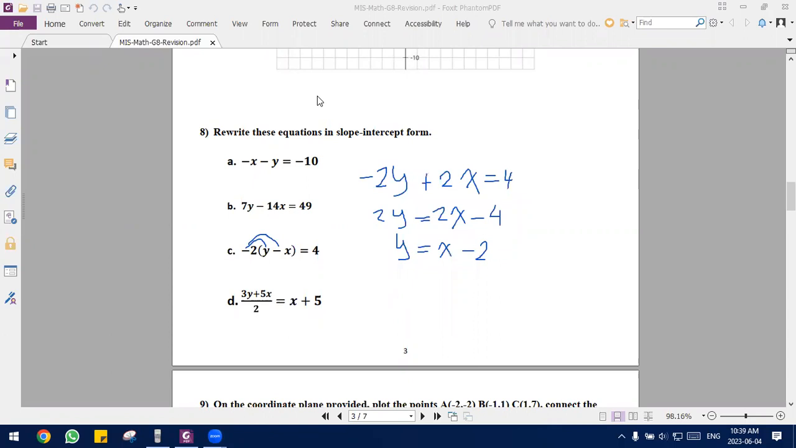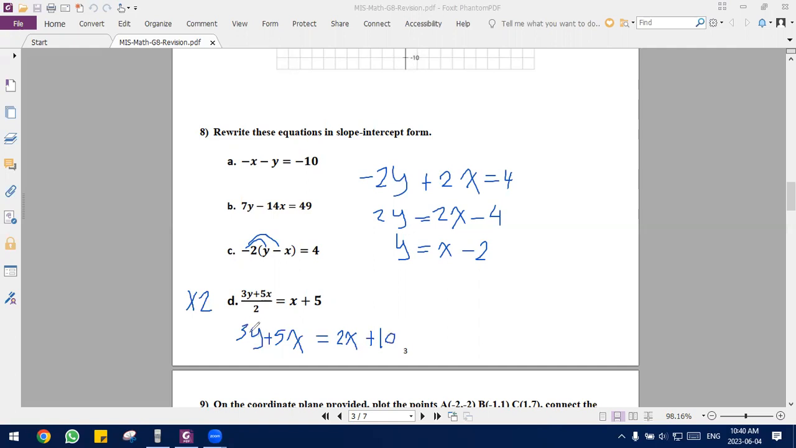Now, the last part, we have 3y plus 5x over 2 equals x plus 5. Here, from the beginning, we have a problem. We have this divided by 2. In order to remove it, I should multiply everything by 2. When I multiply by 2, the left side will be 3y plus 5x. So we only remove the divide by 2. Now the right hand side, I should multiply by 2. So 2x plus 10.